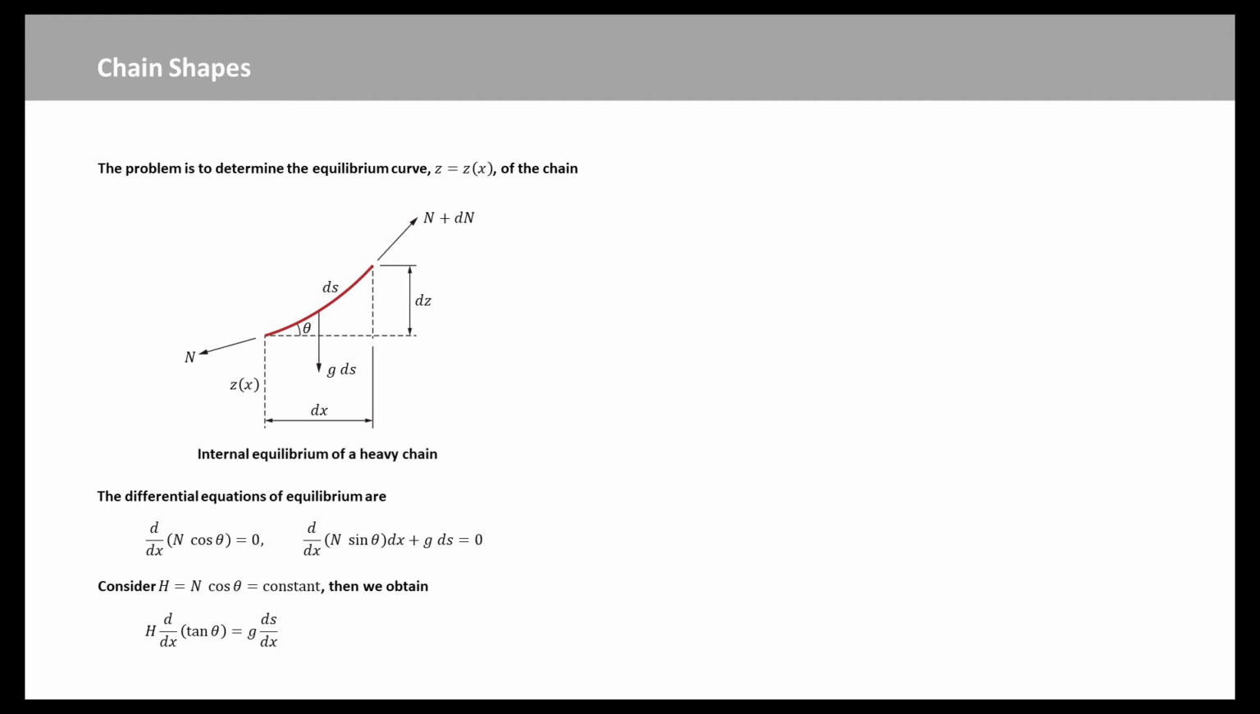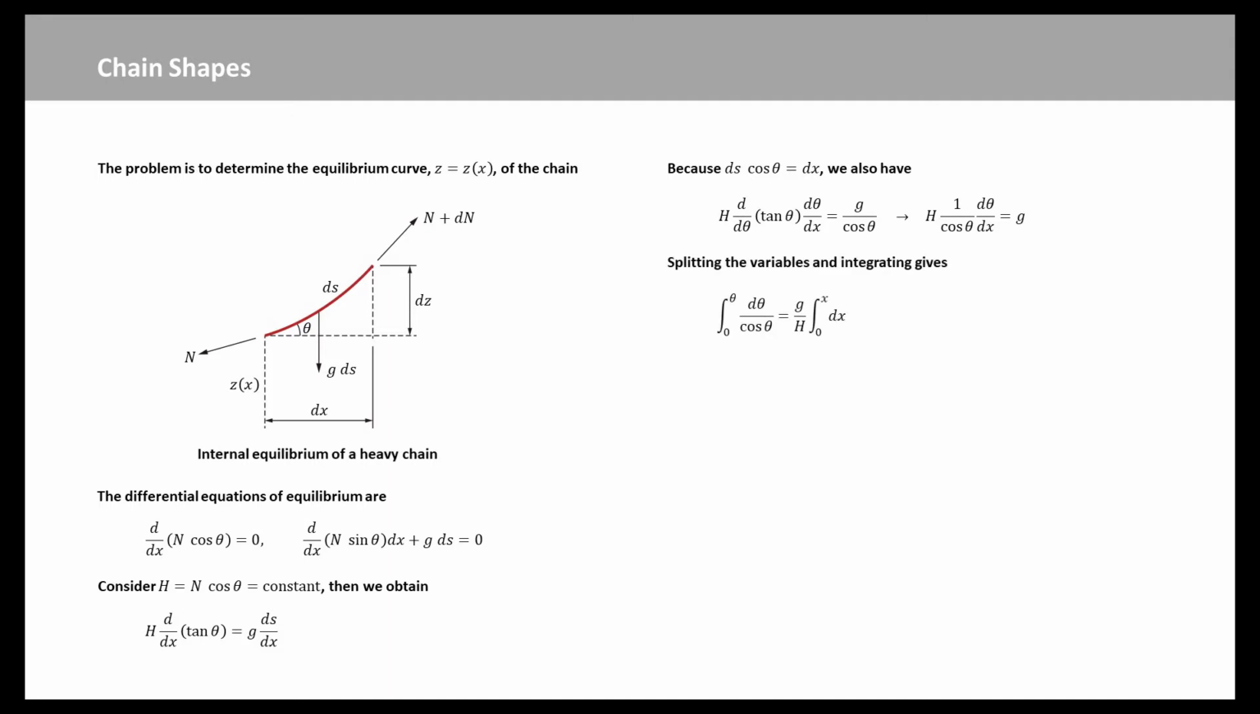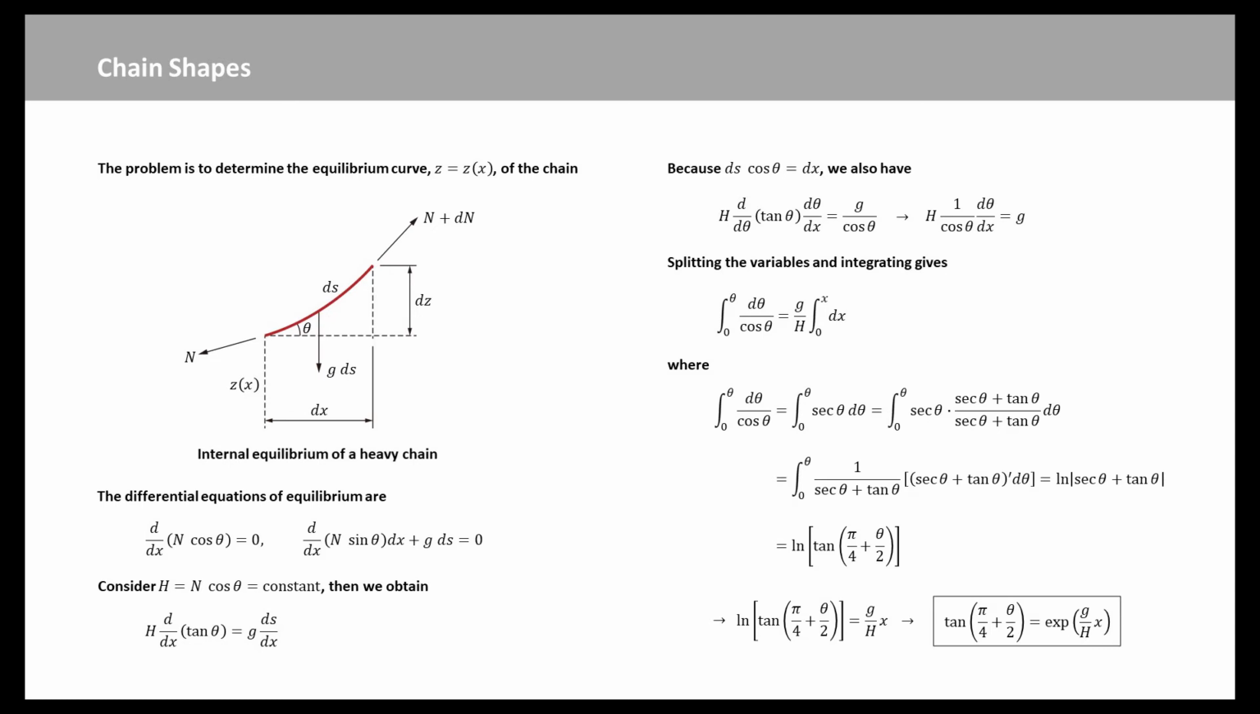Therefore, combining these equations, we can obtain this expression. Because ds times cosine theta equals dx, we can obtain H over cosine theta times d theta over ds equal to g. Splitting the variables and integrating gives this expression. Under the assumption that, by symmetry, the origin x equal to 0 is found at the middle of the chain, so that for x equal to 0 we have theta equal to 0. Integration of the left-hand side can be obtained as this mathematical derivation. The integration is expressed here.